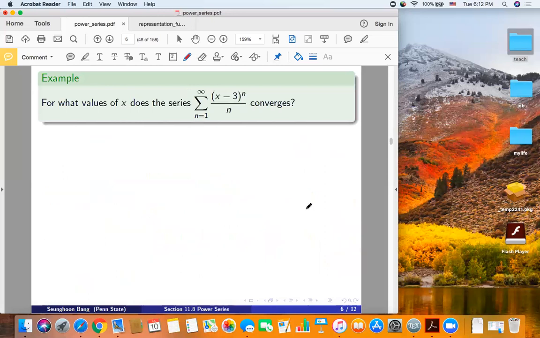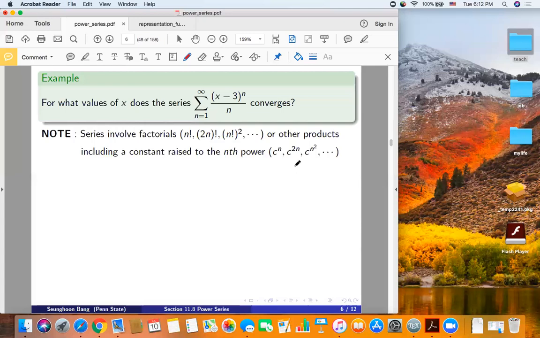Second one: for what values of x does the series converge? So what kind of test do you want to use for checking whether this series is convergent or divergent? The test for divergence, direct comparison? Kevin said the ratio test, Odari said the ratio test. Is that right? Exactly, the ratio test.